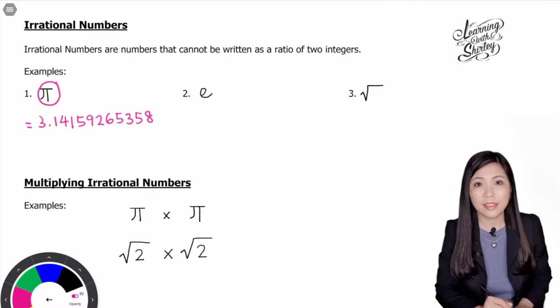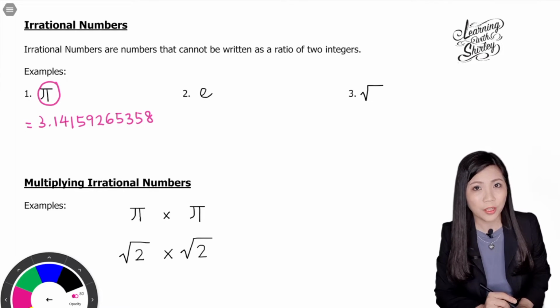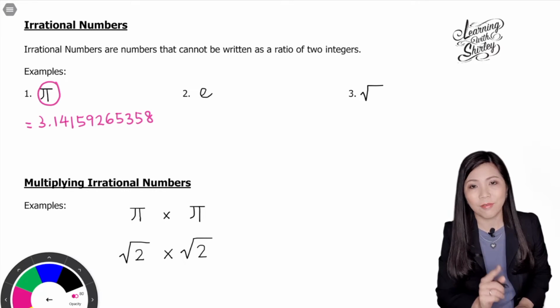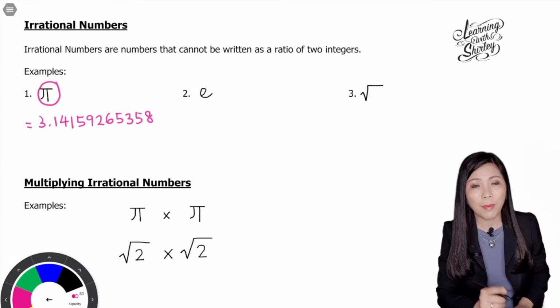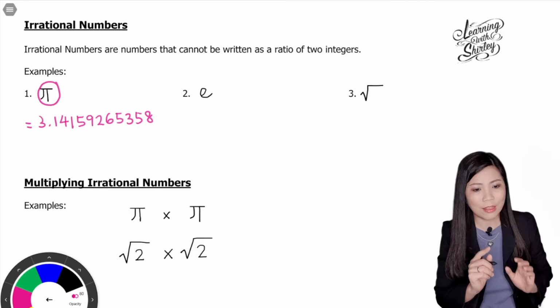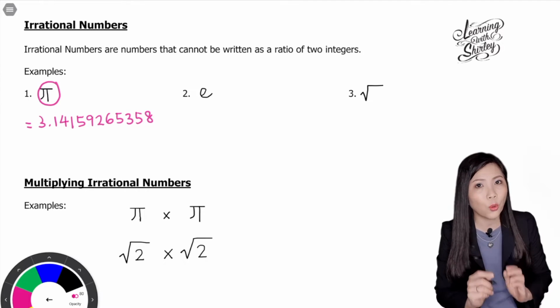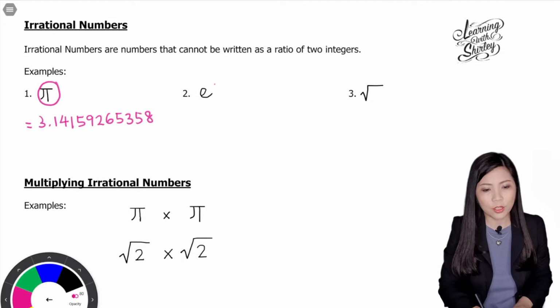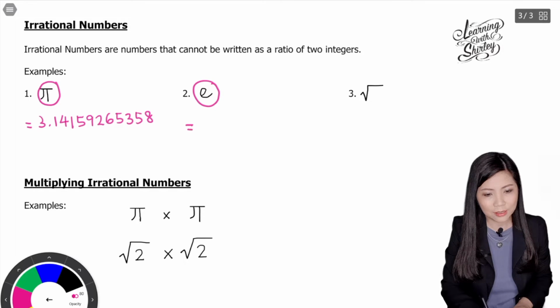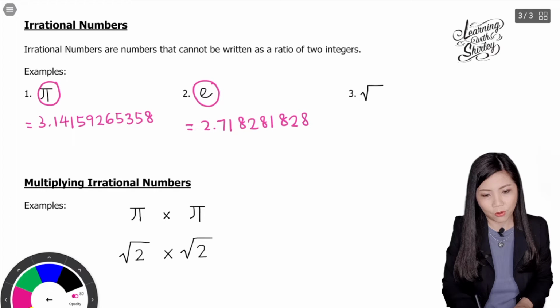Next is e. e is Euler's number, and this one also is a very famous irrational number whereby many people have calculated it to a lot of decimal places and there's still no pattern showing. And the value of Euler's number is 2.7182818284.